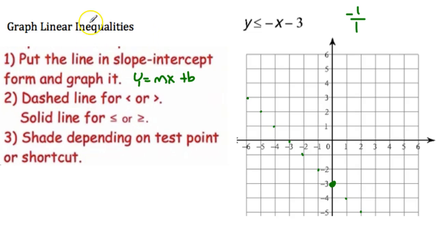Alright, step number 2. You have a dashed line for less than or greater than, and a solid line for less than or equal to or greater than or equal to. These were similar to when we were doing the regular inequalities and we had an open circle and a closed circle. For the ones that had an open circle, we use a dashed line. Closed circle, we use a solid line. So this one is y is less than or equal to, so we're going to use a solid line.